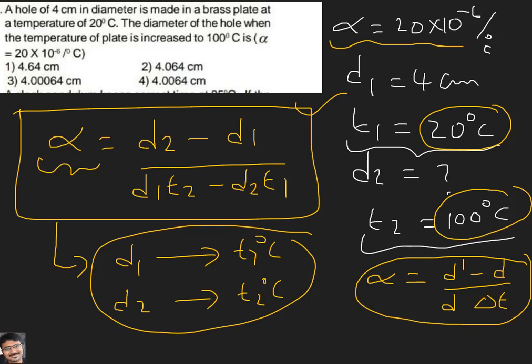Now I selected this formula, alpha equal to (D2 minus D1) by D1 into (T2 minus T1). Just substitute the D1 value here, and D2 we have to find. T1 is given, T2 is given, alpha is given. If you substitute and solve, you will get the answer for this question. I hope you understood how to handle this question now.